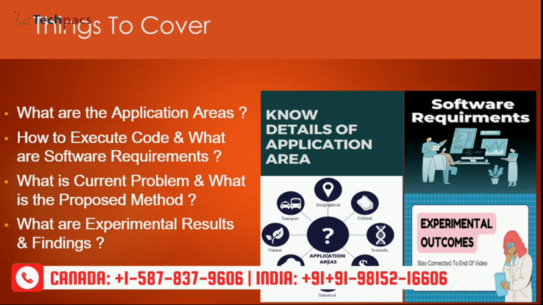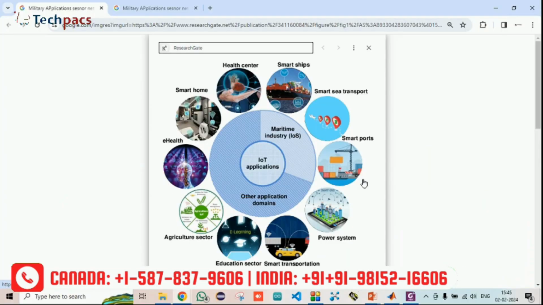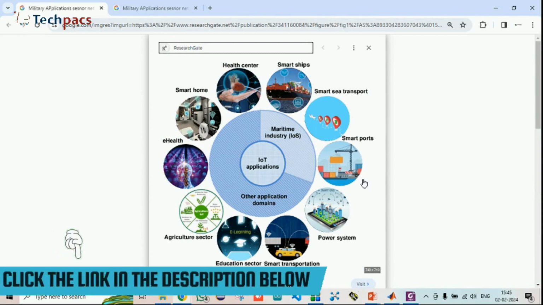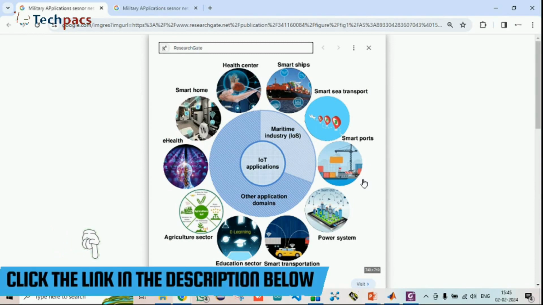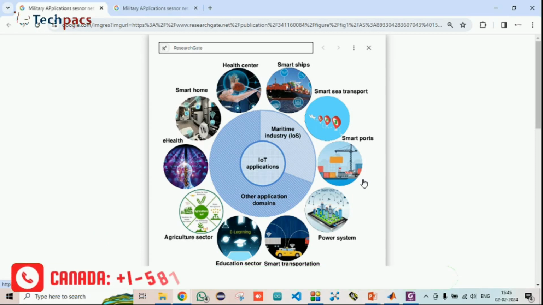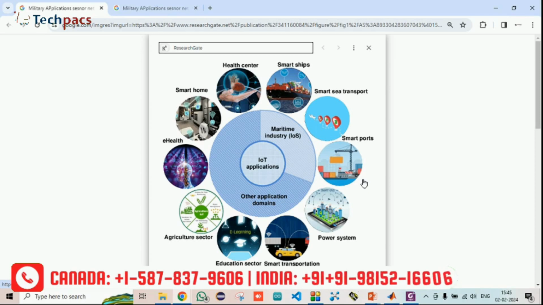So let's talk about the application areas. Sensor networks are currently very much popular in the domain of the Internet of Things. Initially it was known as wireless sensor networks. The Internet of Things is the domain under which the sensors communicate using wireless sensor network technology and send the data to a remote location over the internet. So it is the collaboration of the internet as well as wireless sensor networks.